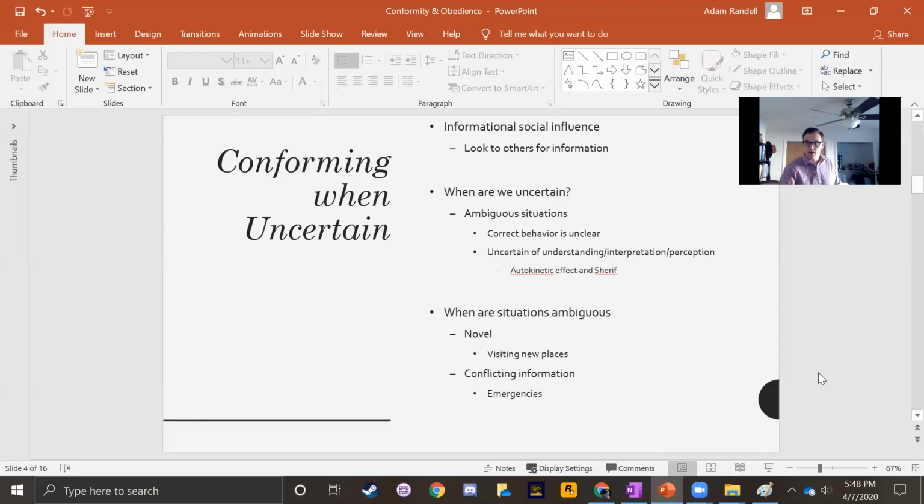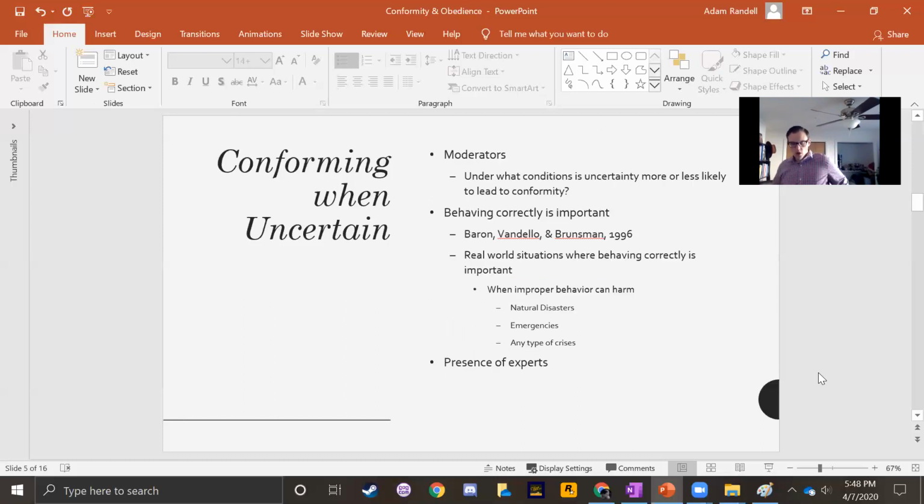I should help, but I don't know how to help, right? And so emergencies create a situation that can have conflicting information. And certainly for many of us, emergencies are also novel. Now, what are some moderators of conforming because we don't know what to do and we want to do the right thing? Well, so again, remember, a moderator is anything that makes a relationship stronger or weaker.